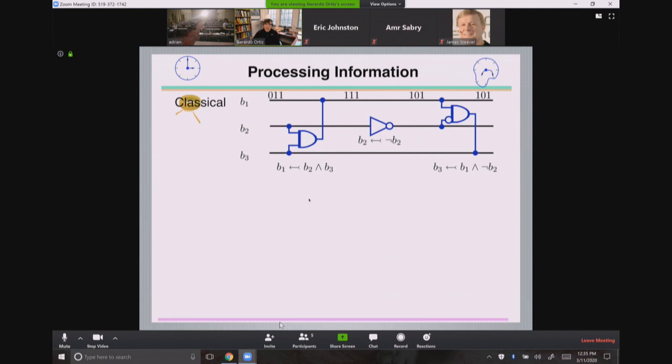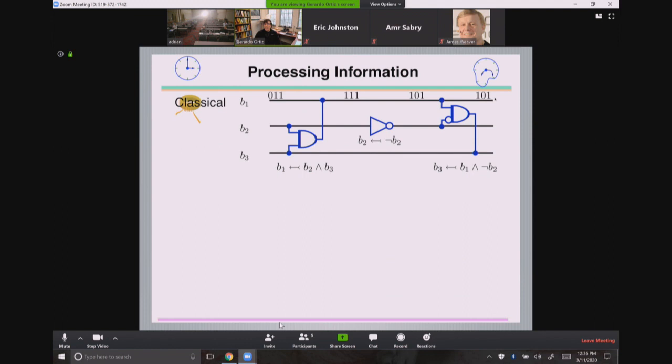Now, the evolution. In classical systems, if you have 3 bits, essentially you apply all kinds of gates. For example, you can apply AND gates, or you can apply controlled-NOT gates like we have here, between these different bits. And we see how this process is evolving. So you see that, for example, you go from a string 0, 1, 1, to a string 1, 1, 1, to a string 1, 0, 1, okay?